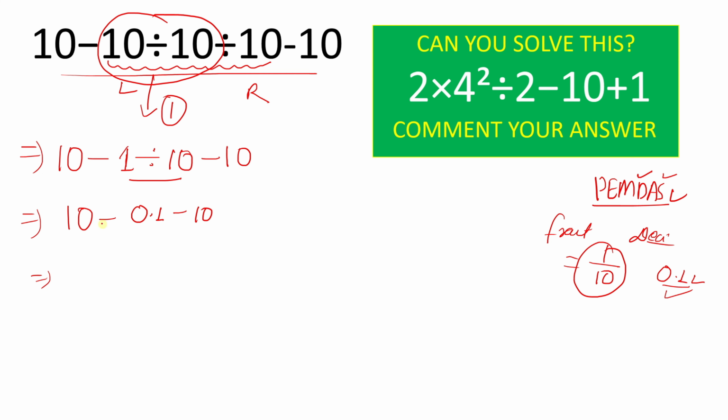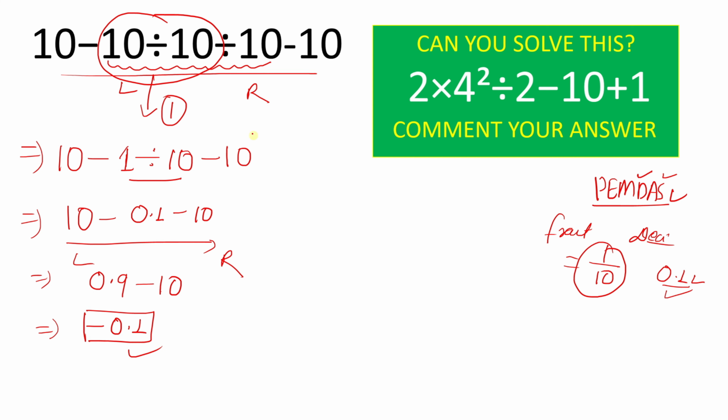And here both operations are subtraction. We will do left to right operations. And here 10 minus 0.1 will give 9.9, minus 10, and 9.9 minus 10 will give here minus 0.1 as the answer, which is the right answer for the first question.